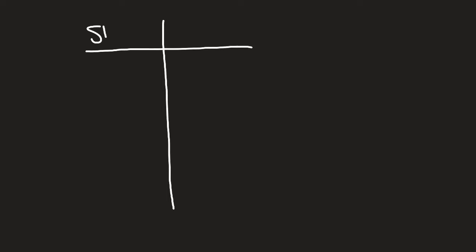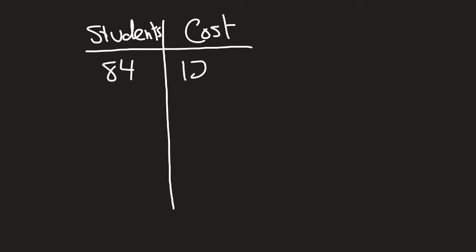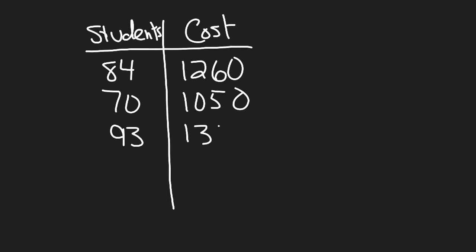To figure out if the price that they pay each time the students go is proportional, we need to first figure out what the constant of proportionality is. So we have number of students, and then we have a cost. So for 84 students, it was $1,260. In 2011, for 70 students, it was $1,050. For 2012, for 93 students, it was $1,395. So to figure this out, we just need to divide 1,260 divided by 84, and that equals 15.